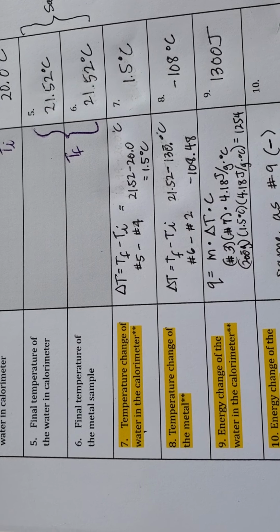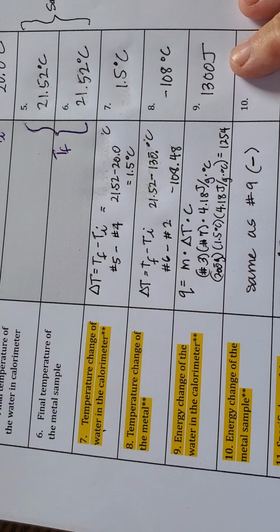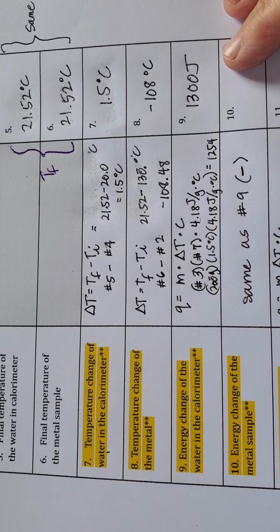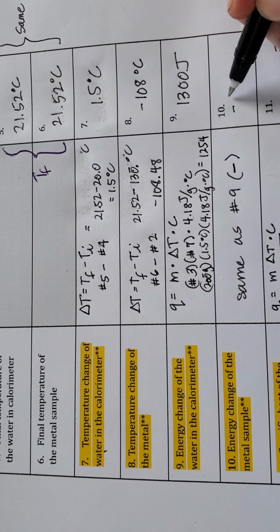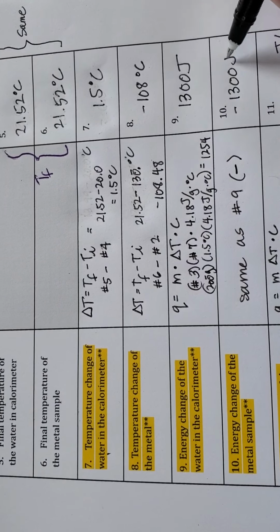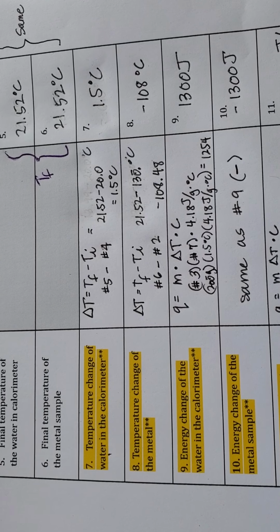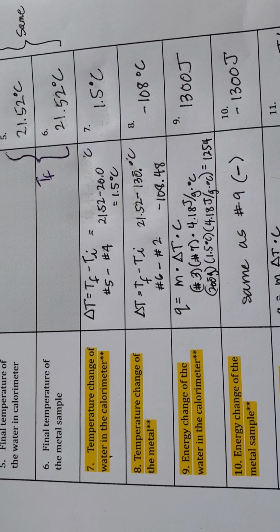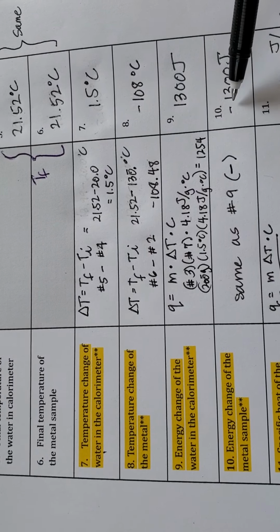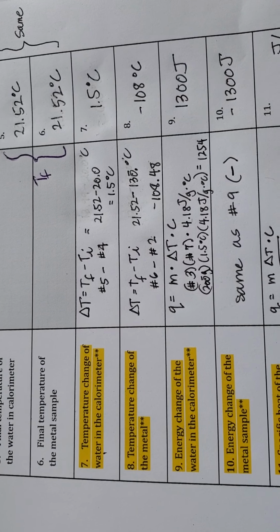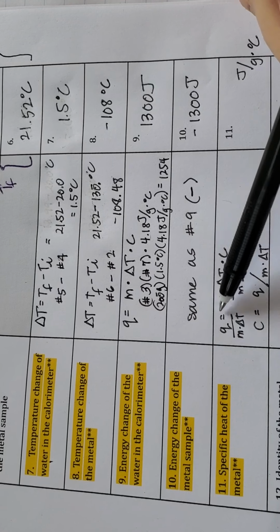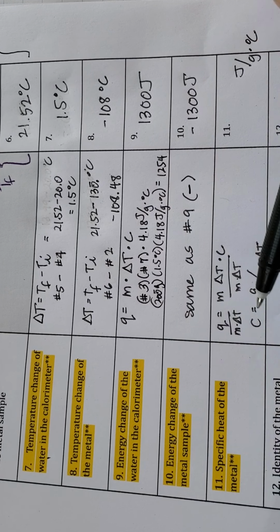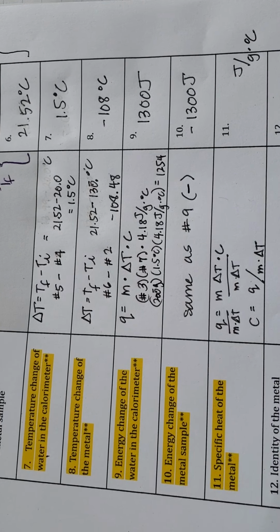So if heat lost equals heat gained, the amount of energy of the metal sample is going to be the same number. It's just going to be negative. So 9 and 10 should be the same quantity, but the sign should be different because the metal's losing heat and the water is absorbing heat. Okay, so then we're going to do the same thing for the metal. We're going to do this because we don't know the specific heat of the metal. That's how we're going to identify it.